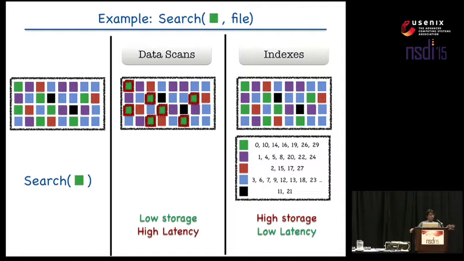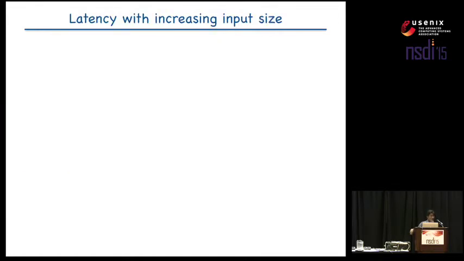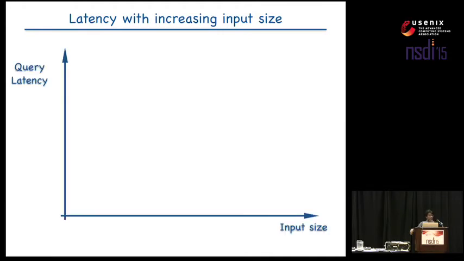So you see, in data scans, we have low storage, high latency, while in indexes, we have high storage and low latency. So why is this a problem? Let's see what happens when I try to plot this curve. On the x-axis, I'm going to increase my input size from left to right. And on the y-axis, I'm trying to understand what the latency would look like for a system that has some fixed amount of faster storage. Think of SSDs or main memory.